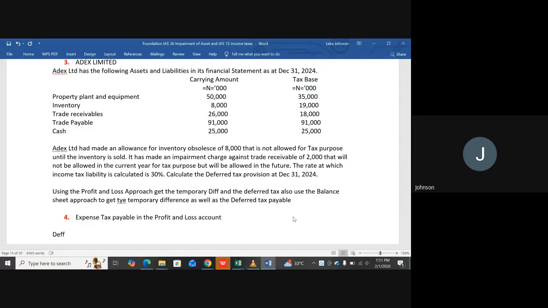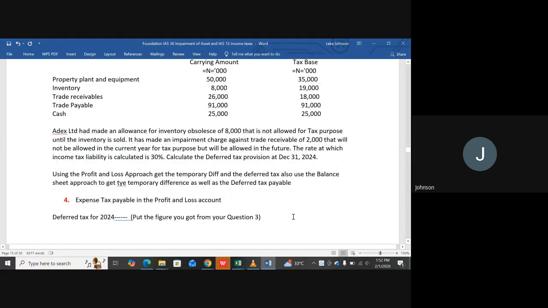Deferred tax for 2024. That's for 2024. So you put the figure that you calculated, in bracket. Put the figure you got from your question 3. Then we now have deferred tax.